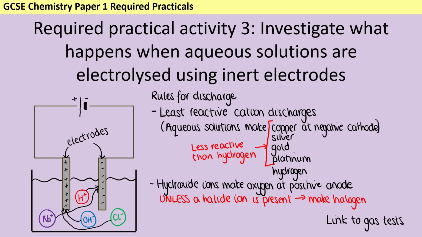This is a really good example where they could also ask you to link it together with gas tests. Since it's in paper 1, they would probably need to give you a little reminder of those, but the idea that if we had chlorine being produced, it would bleach litmus paper. If we had oxygen being produced, it would relight a glowing splint. And if we had hydrogen being produced, then we could ignite it and it would burn rapidly with a squeaky pop.